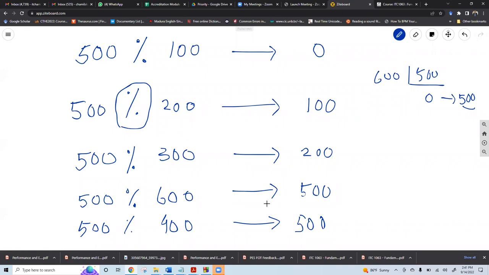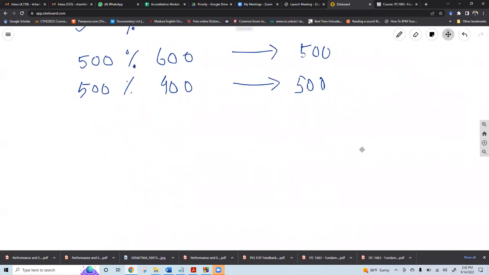So modulus is very important in programming. For example, one particular example is if you want to check whether a number is divisible. It's very, very important.